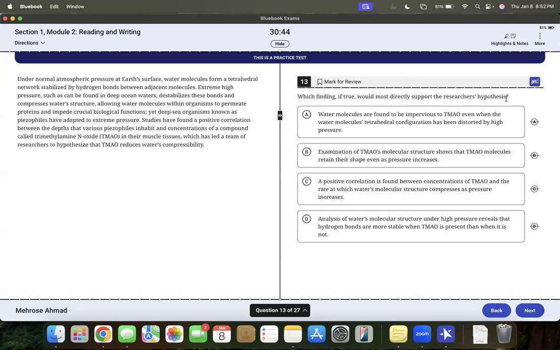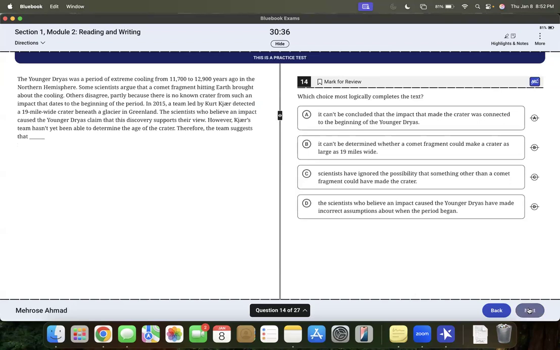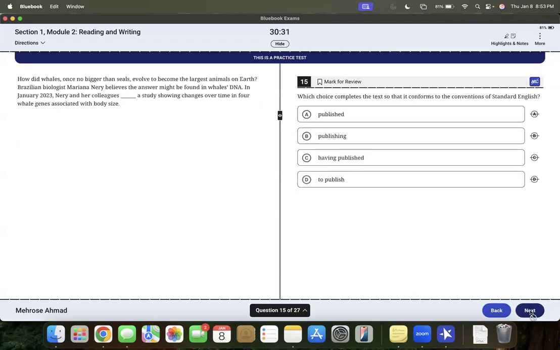Which finding, if true, would support the research hypothesis? So again, it requires close reading, and you need to understand a specific detail, the hypothesis, and then connect that to the choices. Process of elimination is best. What choice completes the text? We did a lot of questions like this.